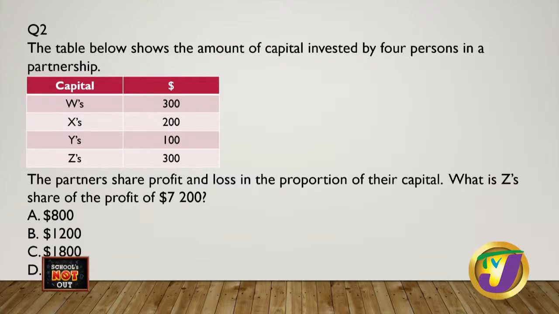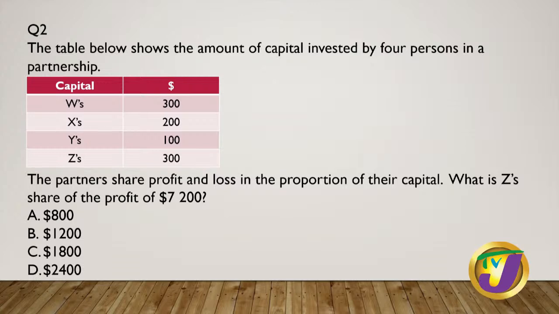Then let's go to question 2. Question 2 says that the table below shows the amount of capital invested by 4 persons in a partnership, W, X, Y, and Z. Now, the partners share profit and loss in proportion of their capital. What is Z's share of profit of 7,200?